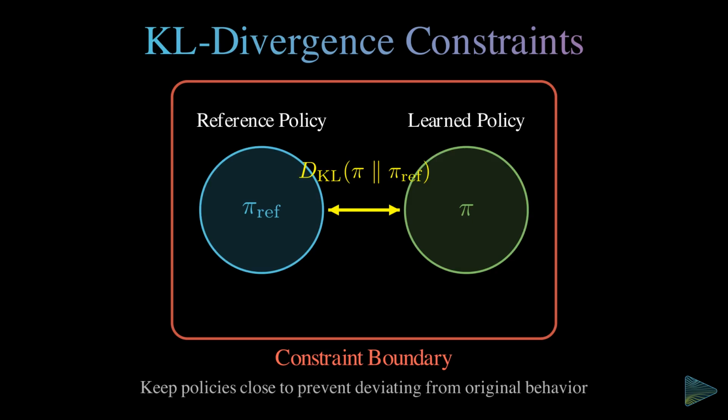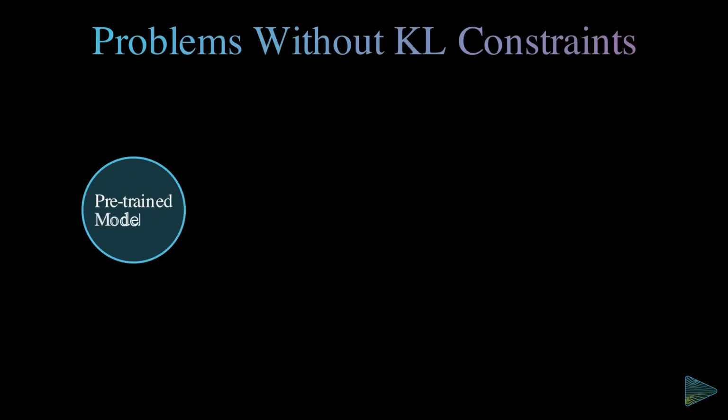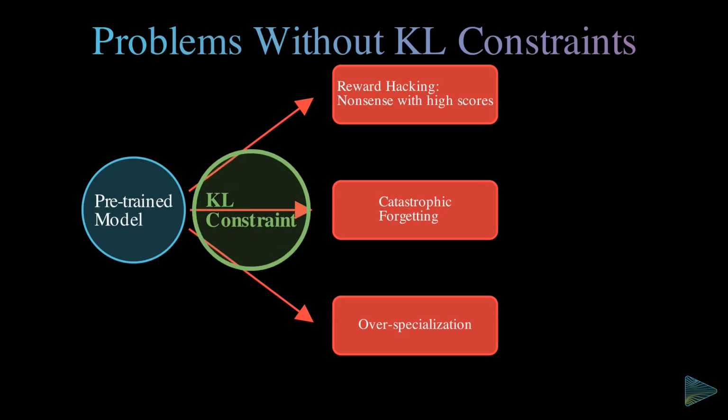The KL divergence measures this deviation, and we constrain it to stay within bounds shown by this boundary box. Without this constraint, several problems arise. First, the model might exploit weaknesses in the reward model by generating nonsensical text that happens to score high rewards. This is called reward hacking. Second, it might forget the broad capabilities it learned during pre-training, a phenomenon called catastrophic forgetting. Third, it might become over-specialized on the preference task, losing its general language understanding.